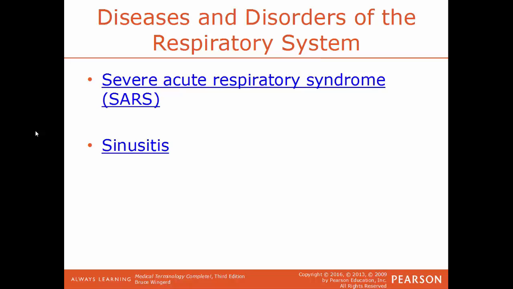It's a very serious form of pneumonia. It's caused by a particular type of virus called the coronavirus. It is extremely rare. This is also a contagious disease and can become fatal. It's not that commonly diagnosed.